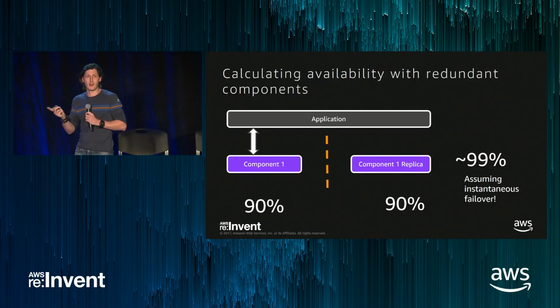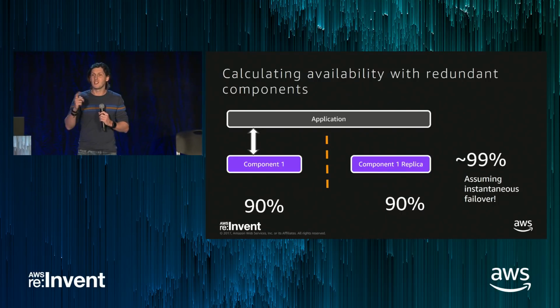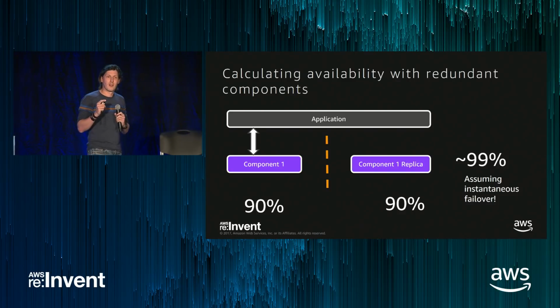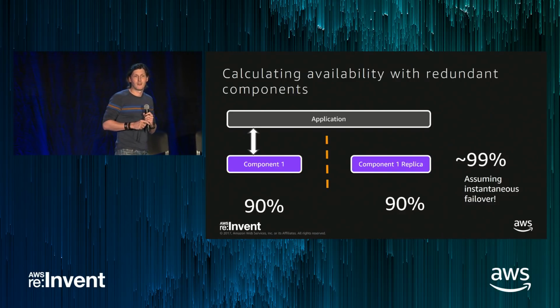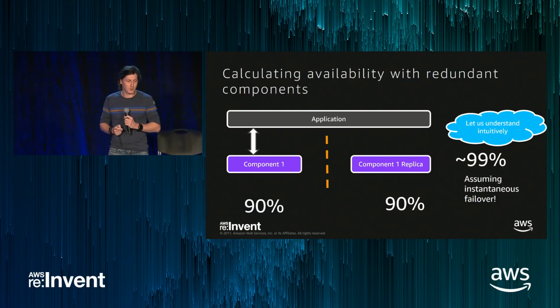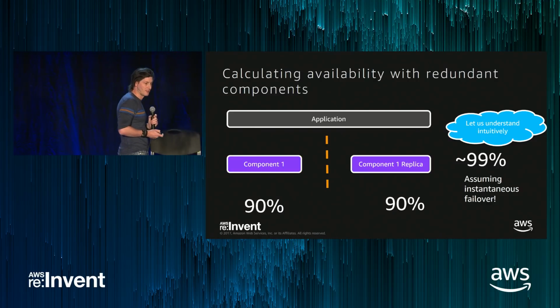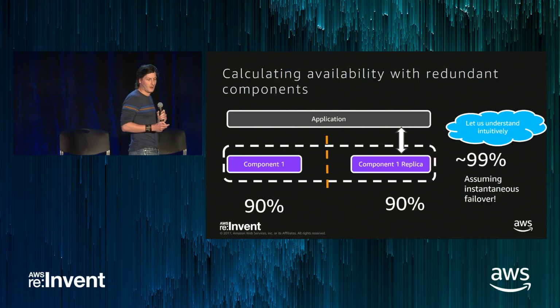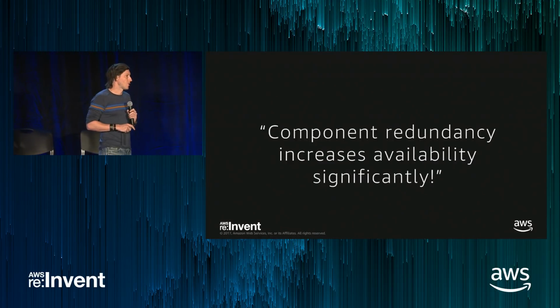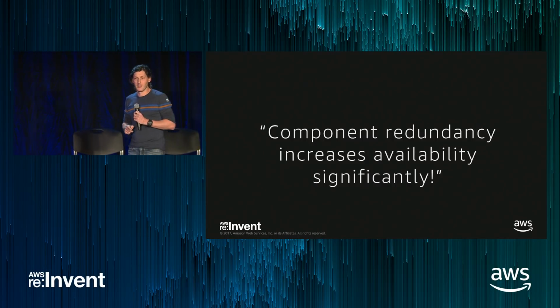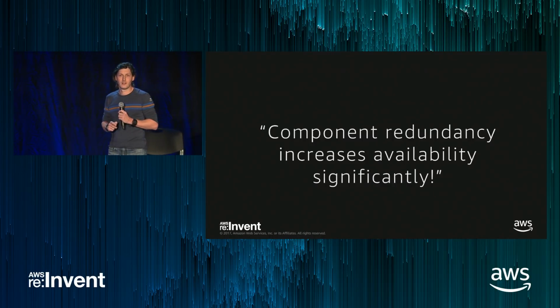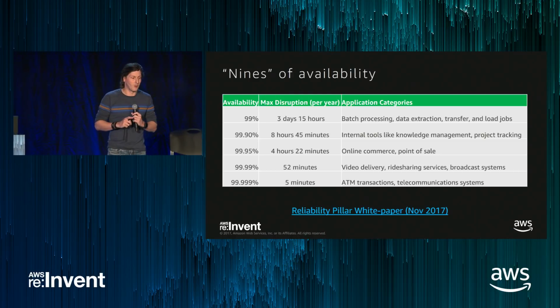You also get instantaneous failovers. This goes back to mean time between failure: it can be a low number if your mean time to repair is really, really quick. This is an interesting concept as well. We have some animations here as it fails. Component redundancy increases your availability significantly, so really be aware of what you're doing.